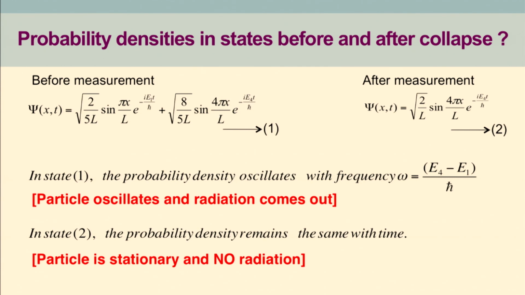So in state 1 it oscillates with a certain frequency, and there is some radiation which comes out because the particle oscillates in this case. However, in state 2, when I have already made a measurement, the probability density remains the same with time and the particle is stationary, so no radiation happens. So it becomes a stationary state after I make the measurement.